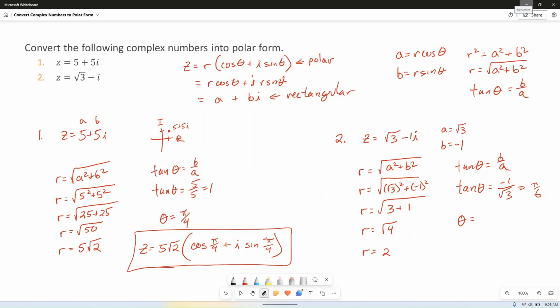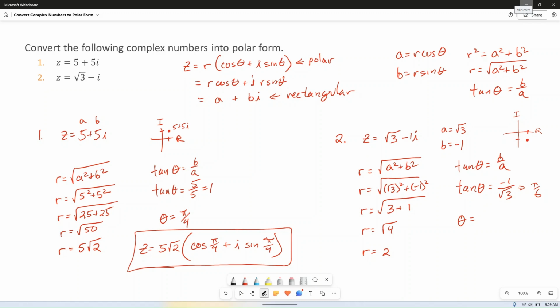So let's go back to the original point. That's why I graphed the first one. So let's graph this one too. Again, real is the horizontal axis and imaginary is the vertical axis. a is the square root of 3, so that means we're going to the right, a distance of square root of 3. And b is negative 1, which means we're going to go down. So the complex number square root of 3 minus i is going to be in the fourth quadrant. That tells me how I'm going to figure out what my theta angle would be.